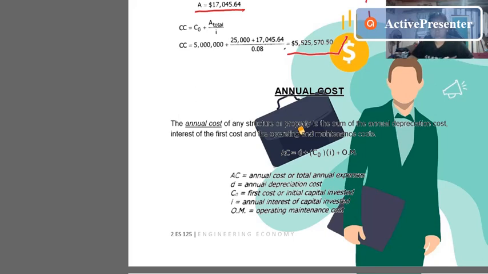So our formula is AC equals D plus C0 multiplied by I plus OM, where AC is the annual cost or the total expenses, D is the annual depreciation cost, C0 is the first cost or initial capital invested, I is the annual interest of capital invested, and OM is the operating and maintenance cost.